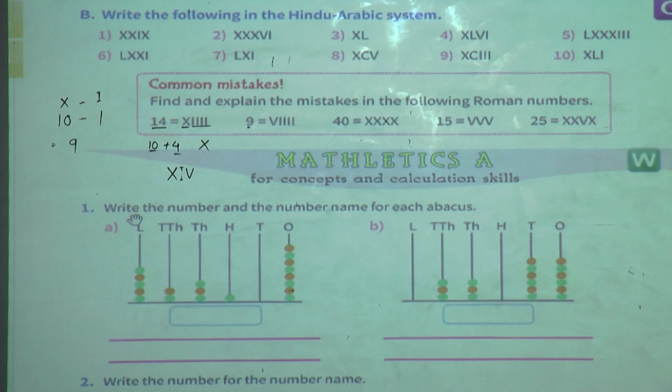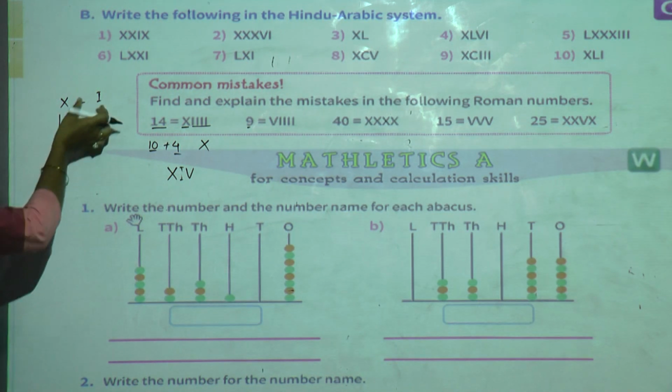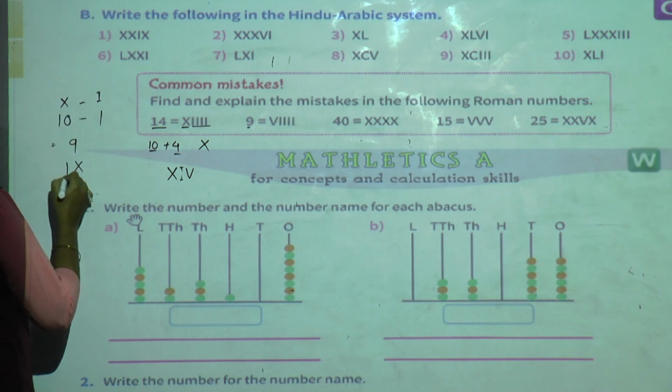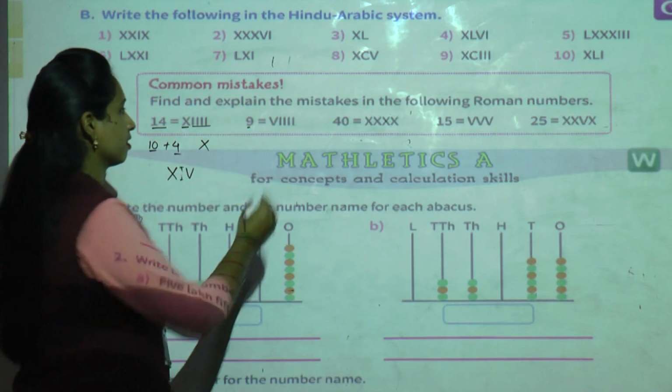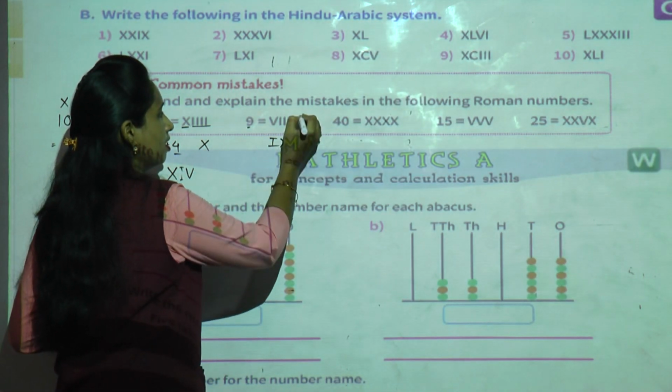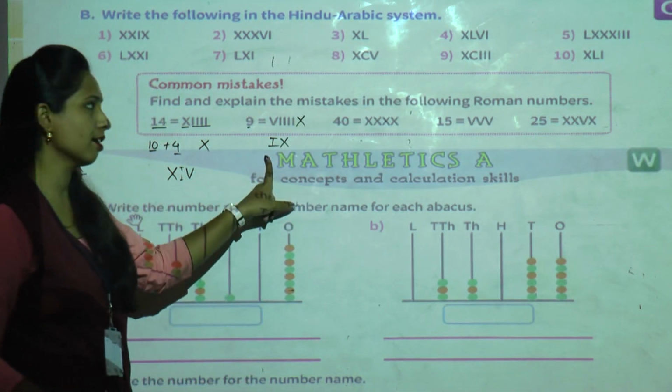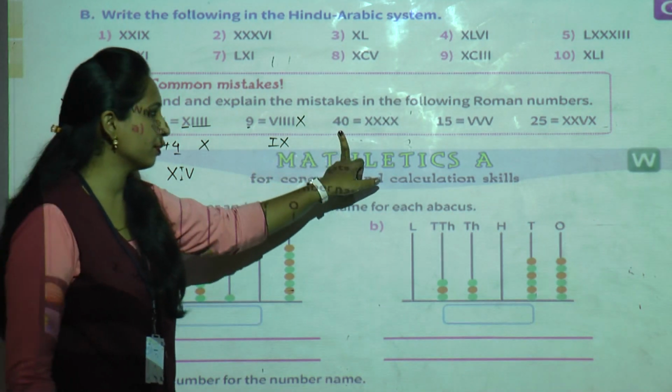We have studied in our rule number 3 that a smaller numeral written to the left side is always subtracted from the greater value. So how will we write I and X? 9 is represented as IX. Understood? So this is wrong. This one is correct.